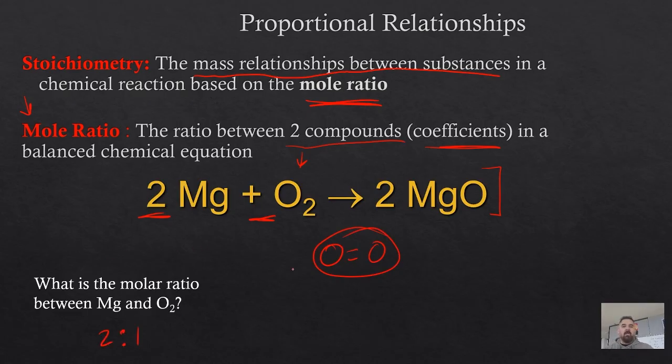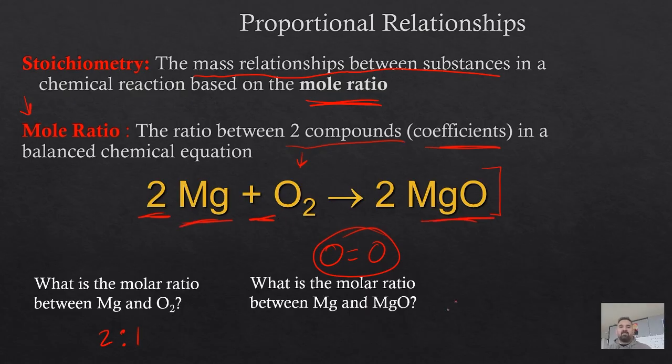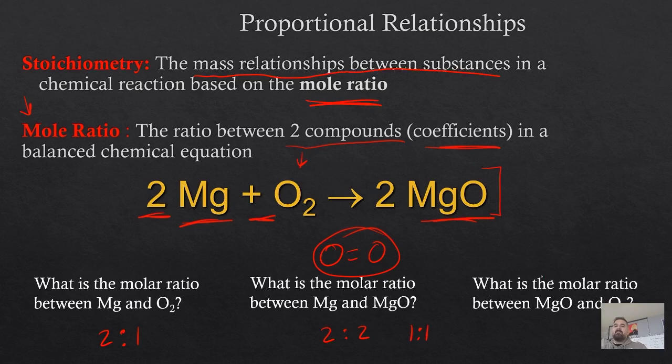Okay? What about magnesium and magnesium oxide? What is our ratio? It's going to be 2 to 2 or 1 to 1. Either of those is acceptable. All right, and then the last one is going to be magnesium oxide to oxygen. What is our ratio? 1 to 2, 2 to 1, however you want to put it.